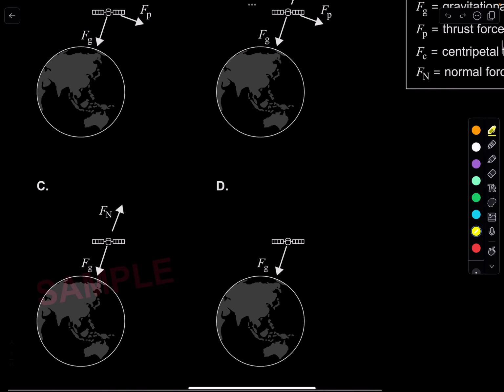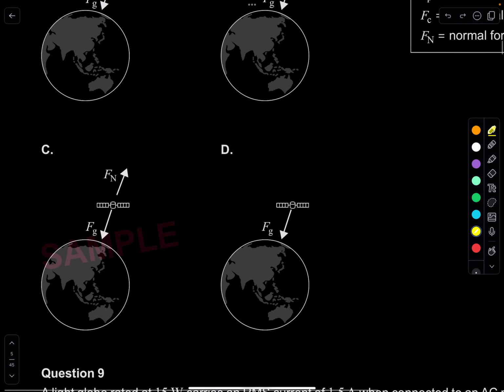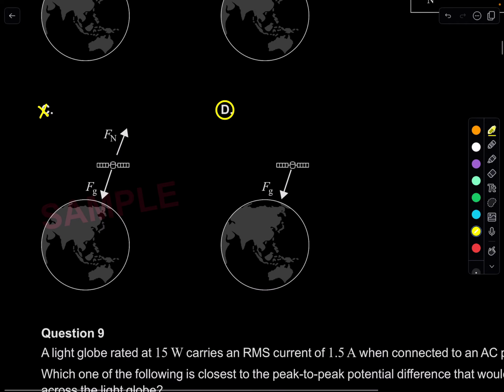Is Fn your normal force? Yes, so we have the normal force going. This is rubbish. We know that there is no normal force acting on a satellite when you're in space. So remember, there's only one force, and that is the force of gravity. So D is basically the best here. There's only one force, which is the force of gravity that acts towards the Earth's center. So yeah, there is no net thrust force.